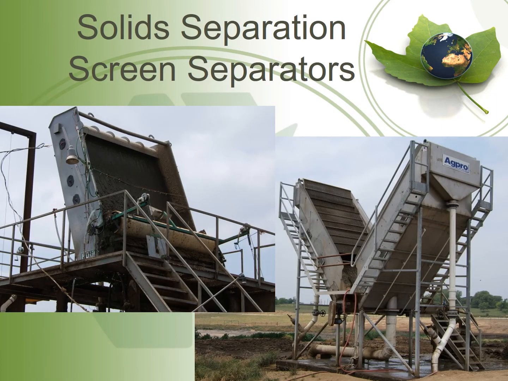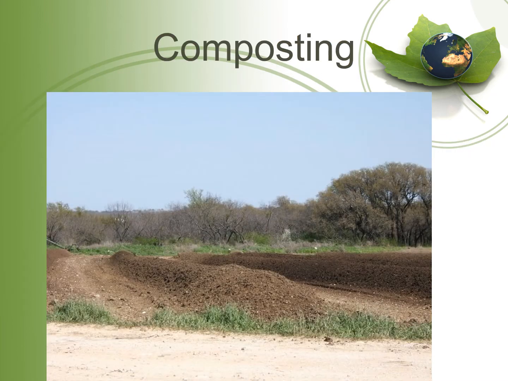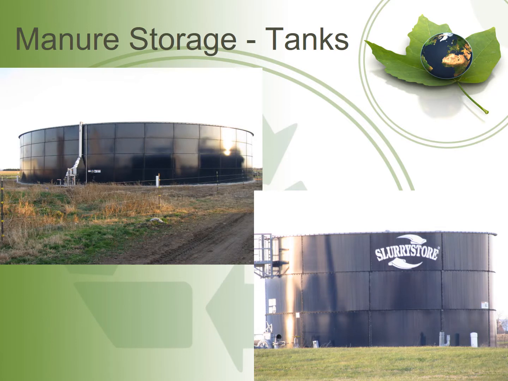You can also use screens to separate the solids from the liquids that you can see in these two pictures. That's called solid separation. And then you can compost. That's a windrow composter. You're putting dry manure out into windrows to compost. Some farms, I haven't seen this here in Texas. I'm sure it's available, I just haven't seen it. But some small farms that I've seen throughout the country actually sell compost as a side business for growing gardens.